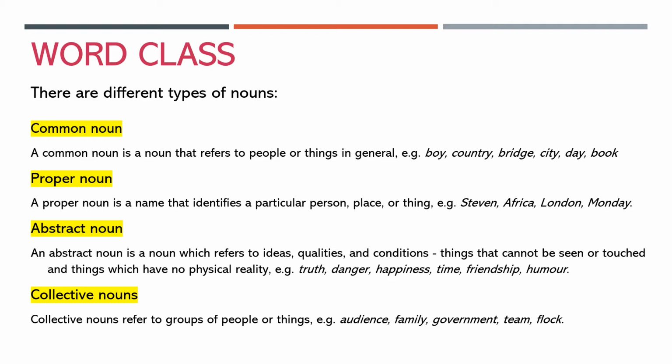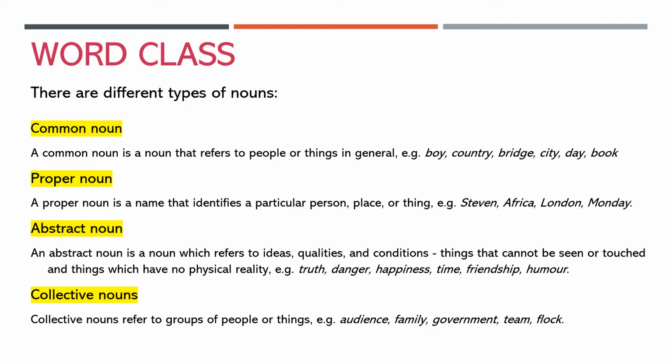Abstract nouns. Now this is what we were discussing on the previous slide. An abstract noun is a noun which refers to ideas, qualities and conditions. Things that cannot be seen or touched, and things which have no physical reality. Truth, danger, happiness, time, friendship and humour.